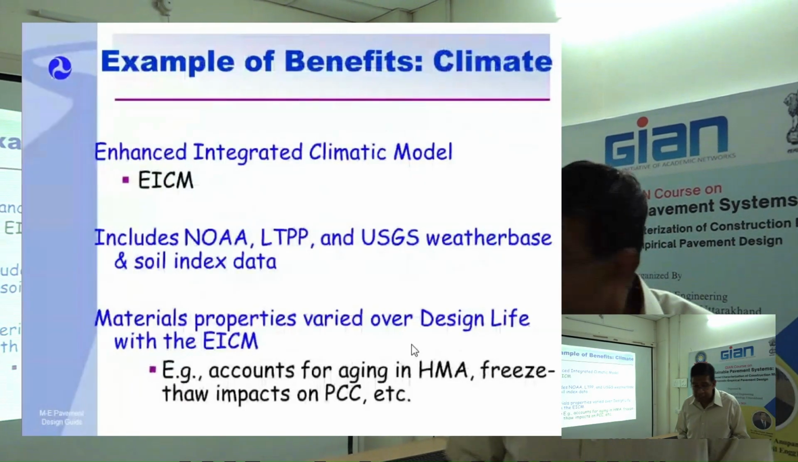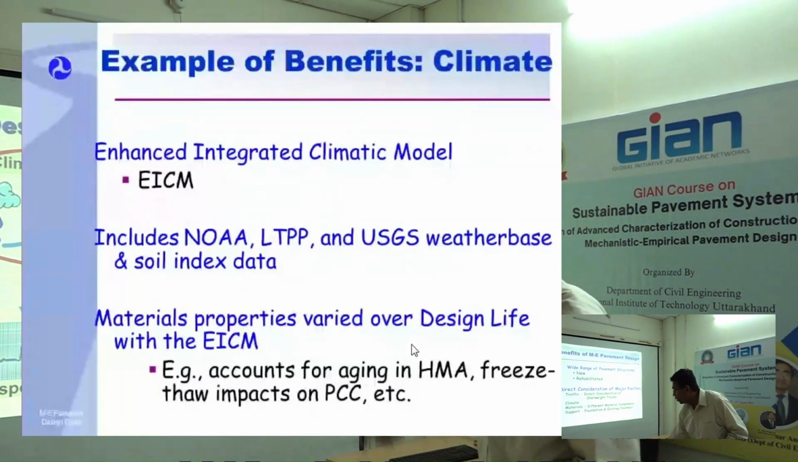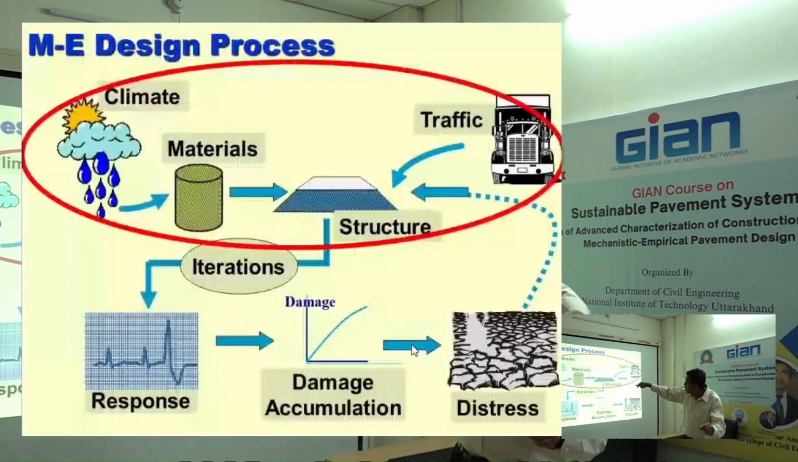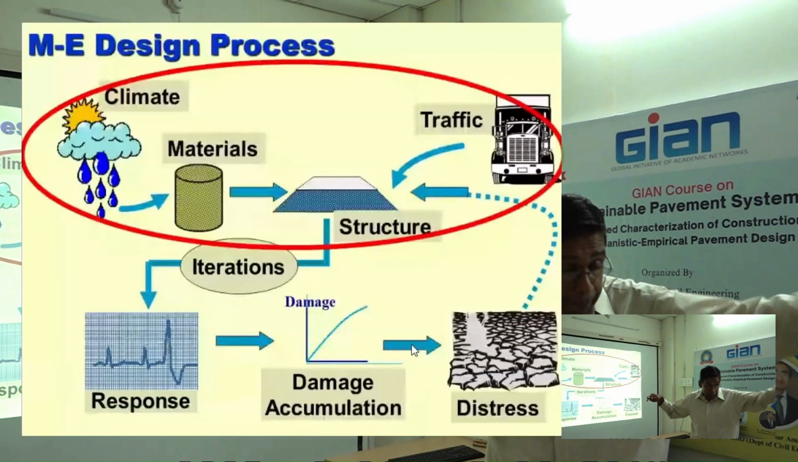This is what I explained before. EICM takes the climate and the rain, and then EICM correlates that to material property. That is what EICM, Enhanced Integrated Climatic Model, is. So I think I explained to you last couple of days. Oh, it is sunny today. It rained in the morning.